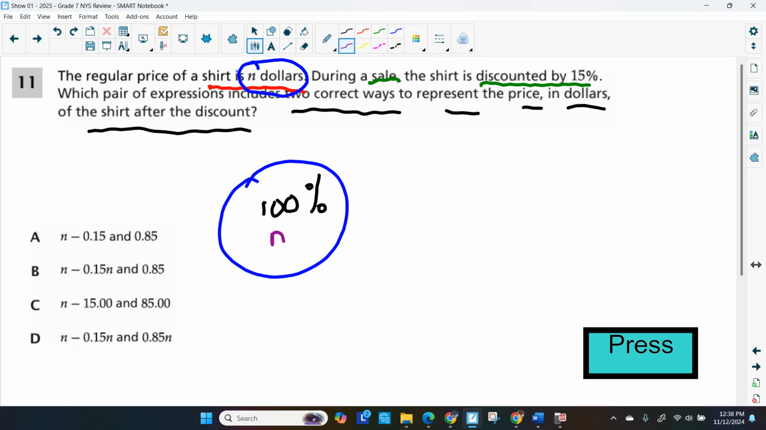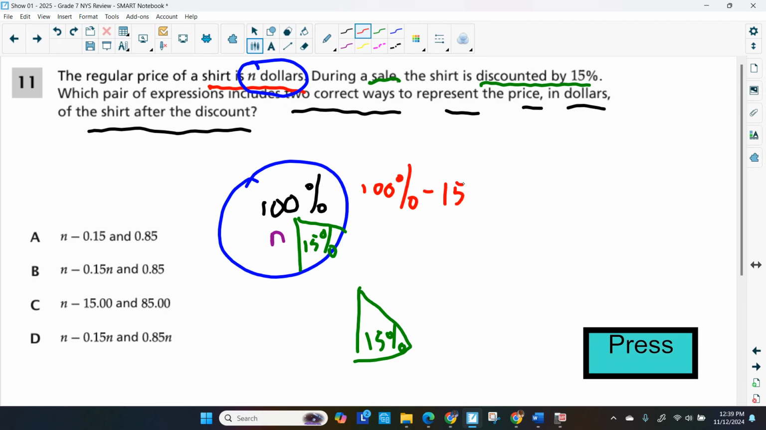But they said something about discount. Discount means that they cut off some of the price. So I'm going to take a slice out of here, and that is 15% of the whole circle. Now, if I took off 15% and put it down here, am I still left with 100%? No, I'm left with 100% minus 15%, which is equal to 85%.